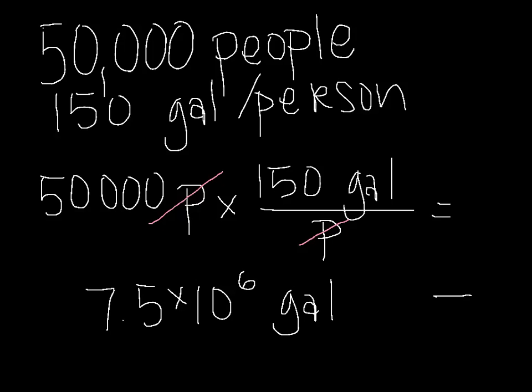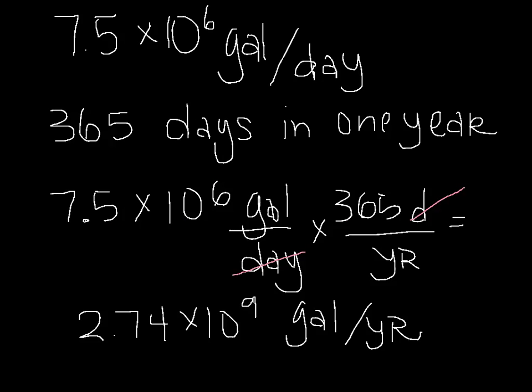So we start out with 50,000 people and we multiply their water usage of 150 gallons per person. So you can see that I've set it up here so that the people part of the unit cancels out algebraically. That gives us 7.5 times 10 to the 6 gallons used daily in this little town. If we look at that, gallons per day, and we see how many days we have in 1 year, then again we can set it up algebraically. We have our 7.5 times 10 to the 6 gallons per day times 365 days in a year, which gives us a total of 2.74 times 10 to the 9th gallons per year.